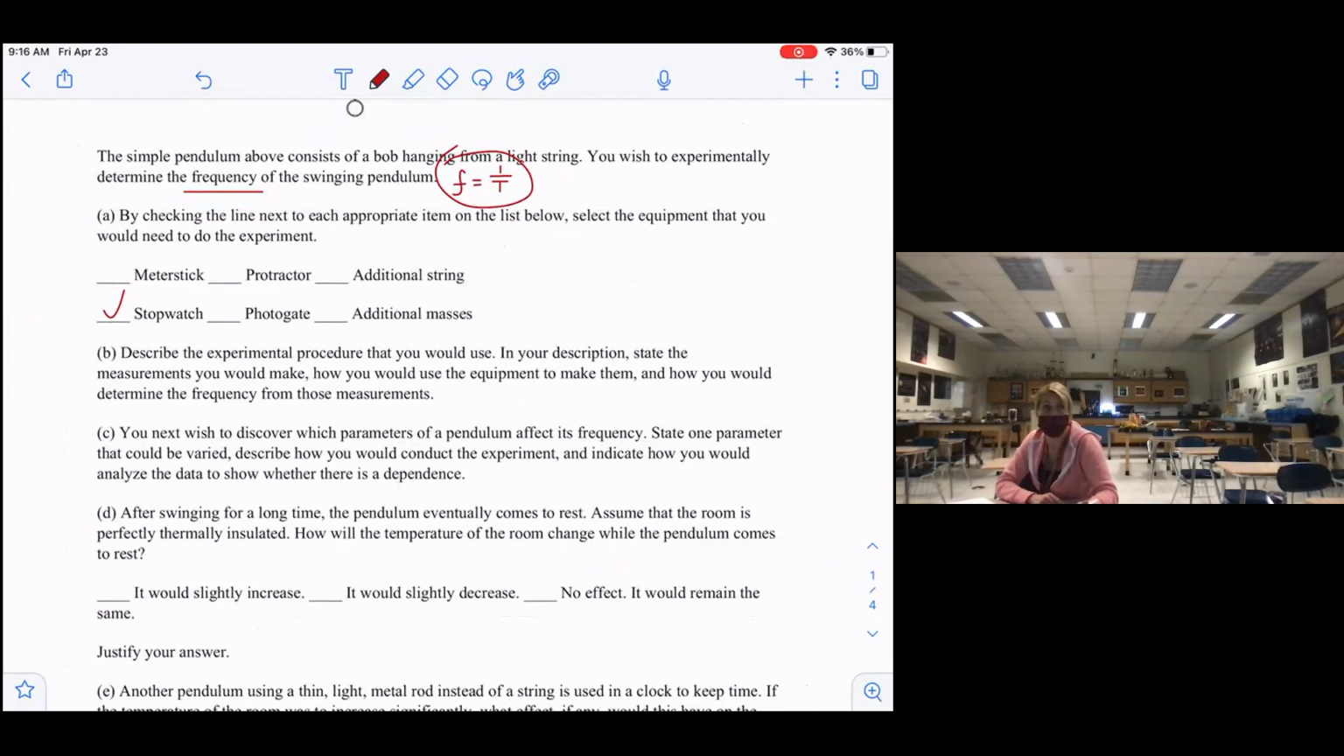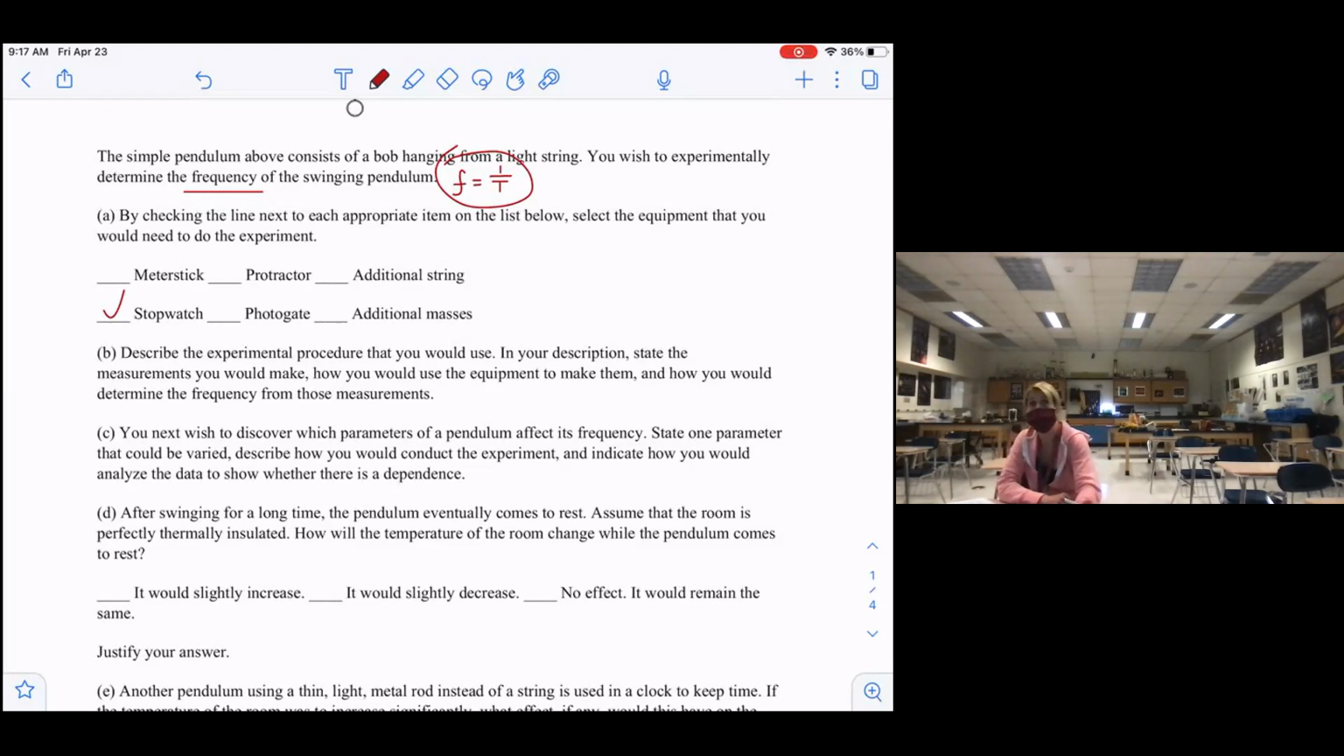All right, on to part C. You next wish to discover which parameters of a pendulum affect its frequency. Again, frequency is the inverse of the period. State one parameter that could be varied and describe how you would conduct the experiment. Indicate how you would analyze the data to show whether there is a dependence. This is exactly what we should do a lab like this in the class. Okay, so you could choose, you only have to do one.